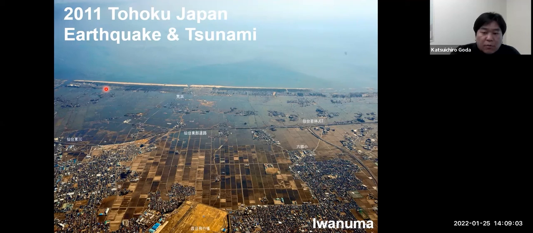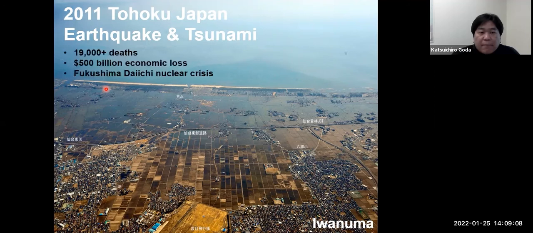And this caused more than 19,000 deaths, and also an economic loss of half a trillion dollars only for infrastructure, houses, etc. And then, as you remember, probably the Fukushima Daiichi nuclear crisis also caused a significant loss, and it's still ongoing. It caused at least a half trillion dollars. So in total, this event caused more than $1 trillion in loss.